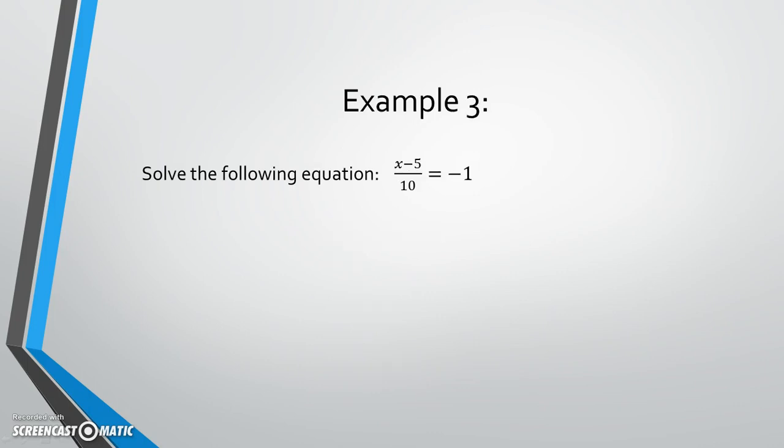Next example, this time the fraction bar has subtraction in it. So we can't get rid of that -5 first. We have to get rid of the divide by 10 first. The inverse operation of divide by 10 is multiply by 10. So we get x minus 5 equals -10. Okay, now we can get rid of the -5. So we add 5 to both sides and we get x is -5.